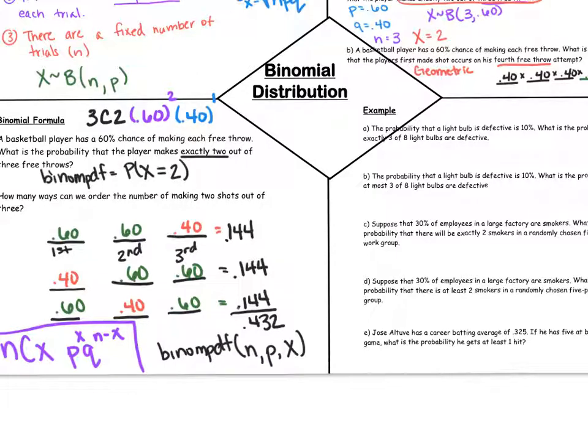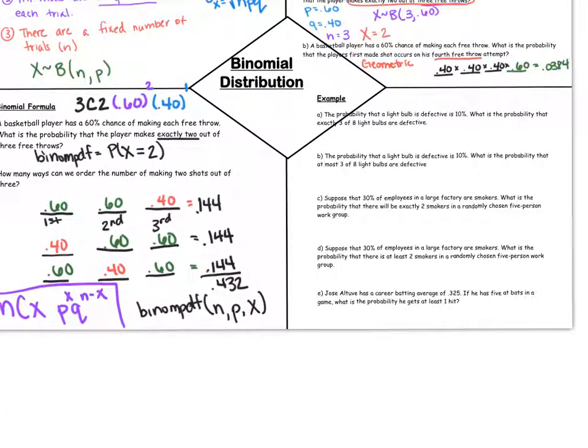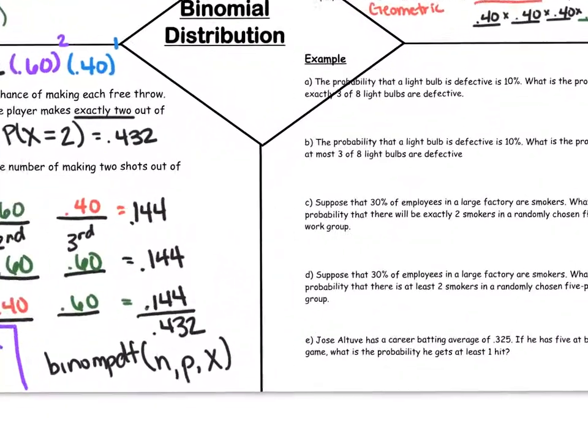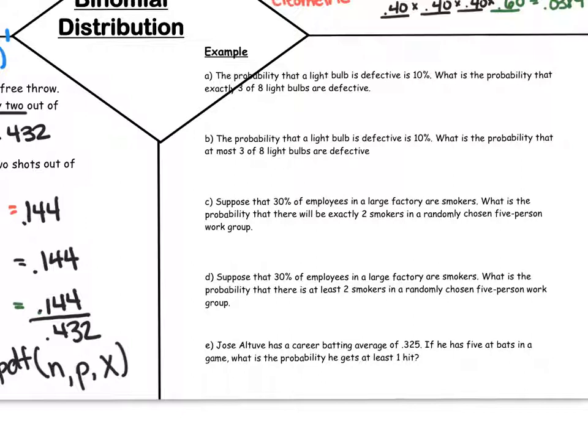So, look at example A. It says the probability that a light bulb is defective is 10%. What's the probability that exactly 3 of 8 light bulbs are defective? So first thing we need to do is make sure this is binomial. Is it binomial? Do we have a probability of success and failure? Yes. What's the probability of success here? 10%. What's the probability of failure? Do you understand why 10% is success and not failure this time? Because you want it to be defective. Good. You're looking at the light bulbs that are defective.